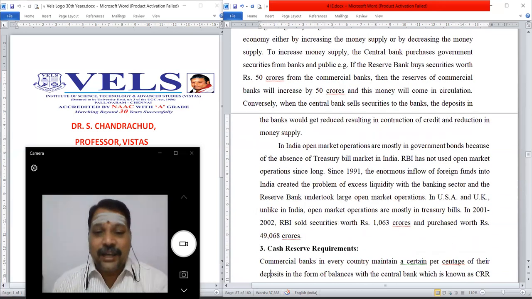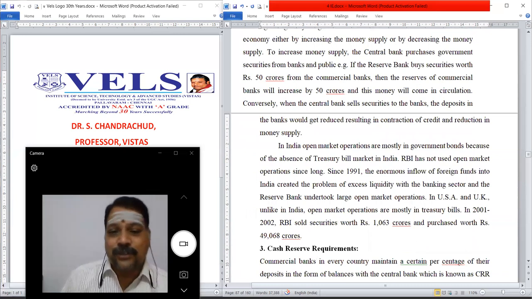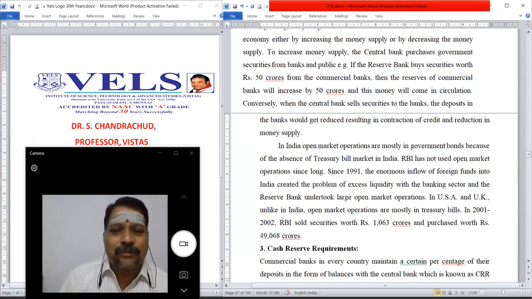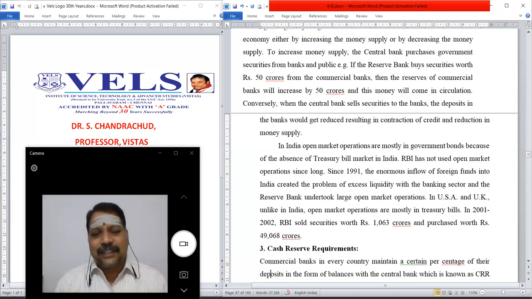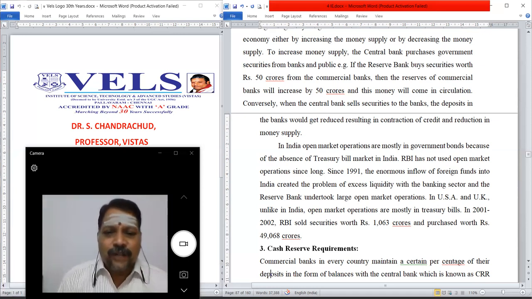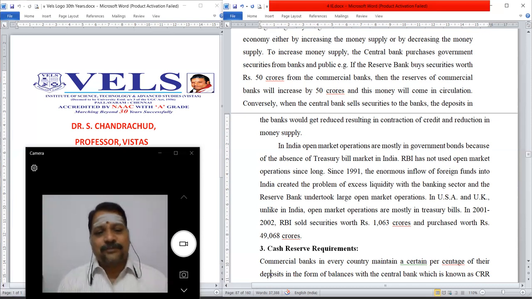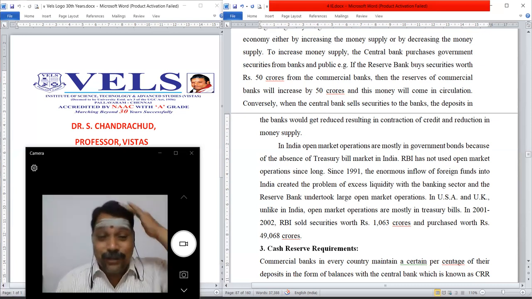In India, open market operations are mostly in government bonds because of the absence of a treasury bill market in India. RBI has not used open market operations since long. From 1991 only, the enormous inflow of foreign funds into India created a problem of excess liquidity in the banking sector, and the Reserve Bank undertook a large open market operation. In the USA and UK, unlike in India, the open market operation is mostly in treasury bills. They have the treasury bill and they play it in a good manner, but in India it is not so. We used to sell government bonds only.